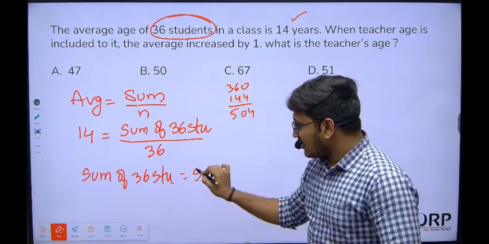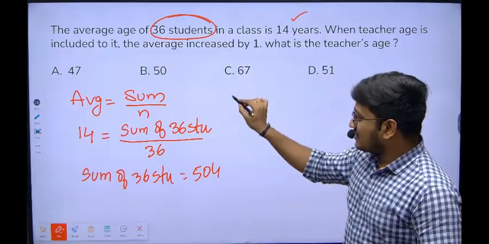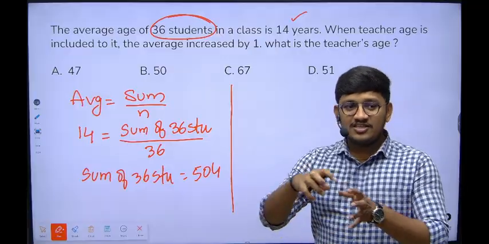So the sum of the 36 students' ages is 504. Next, the same logic I am going to apply after the teacher is included.